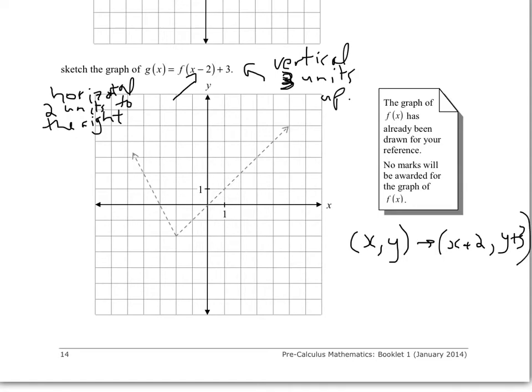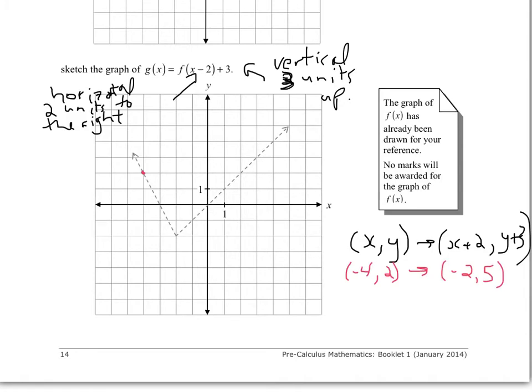So that's what happens. If we were to look at the 3 most important points in this graph, I would pick ones that are nice on the axis. So what does (-4, 2) become? Well, -4 plus 2 is -2, and 2 plus 3 is 5. So that's the first point.